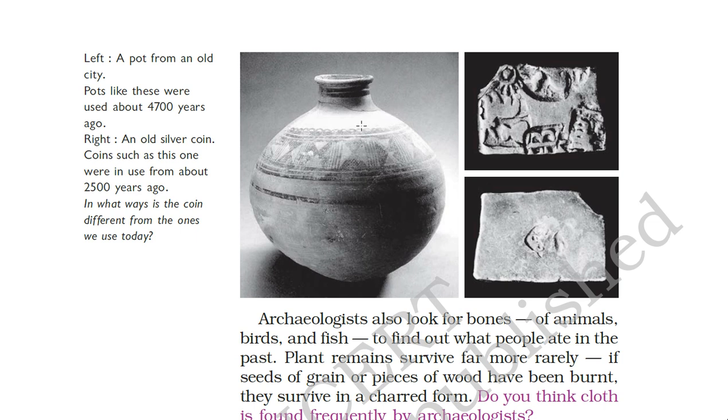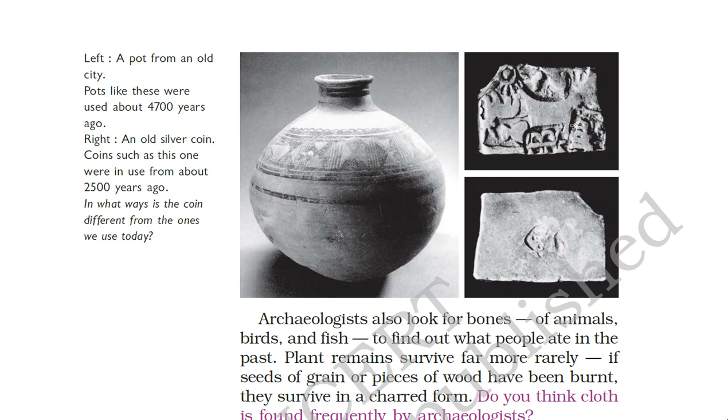You will see a pot from an old city, which tells you, if you see this pot, that those people were using pottery. Pots like these were used about 4,700 years ago, so we are not the only ones who are using pots. Right, you'll see an old silver coin such as this one, which was used 2,500 years ago.